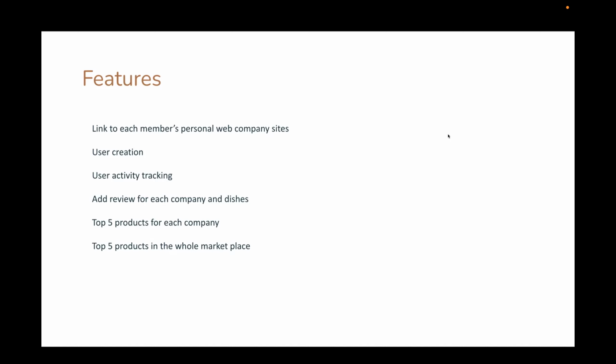We can also add a review for each company and its products, writing reviews and giving ratings so that we can get the average rating for each company. We can also display the top 5 products for each company based on the page view counts. And in the end, we can display the top 5 products in the whole marketplace based on the overall page visit counts.